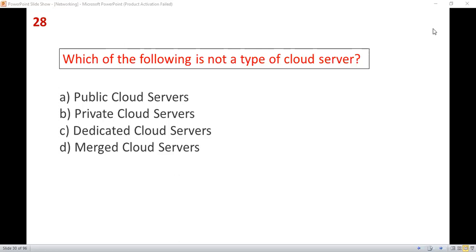In a public server, the users share the hardware, storage, and network. In a private server, it provides high security to data storage through the firewall or internet hosting. In the private cloud, the user can also use a customized server with add-ons. But we don't have any type of merged cloud server. We can say that the merged cloud server is not part of the cloud servers. Okay.